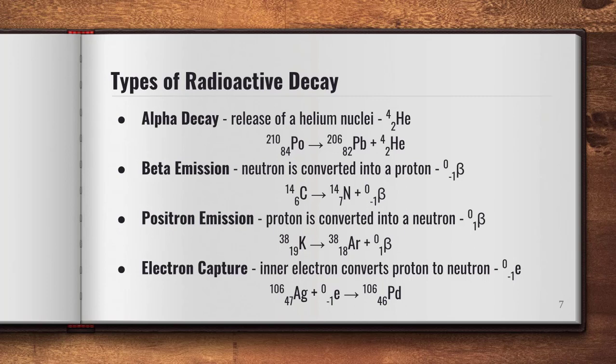So in a way, it's very similar to positron emission, except that it actually captures the electron instead of emitting one of them. That's why it's on the opposite side of the reaction arrow. And as a result of this, we end up going from silver to palladium because the atomic number has been changed.